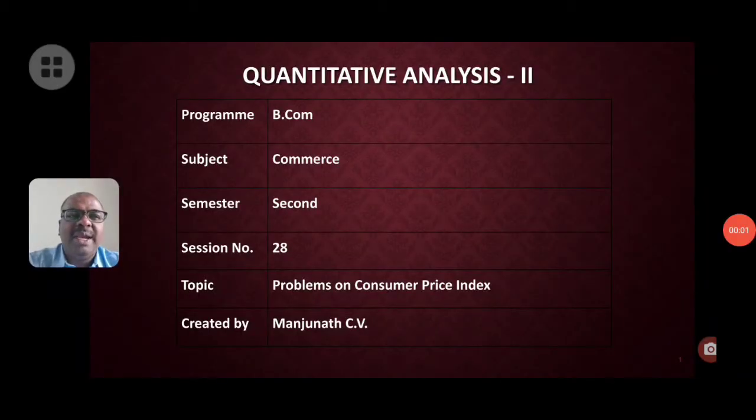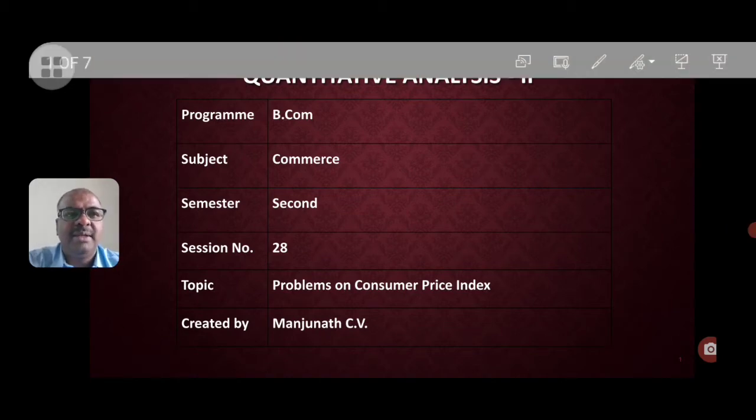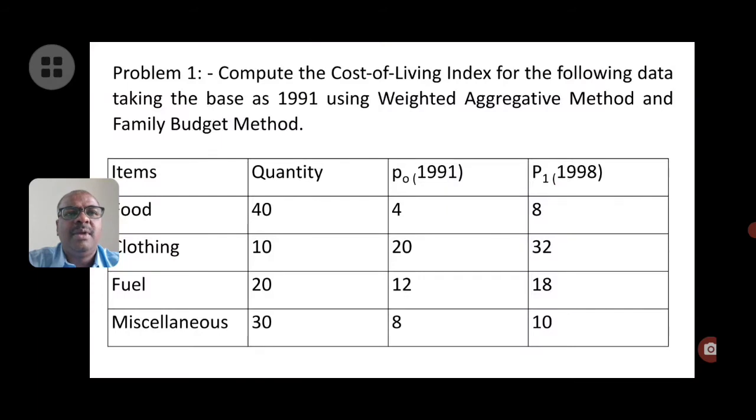This is session number 28, and in this session, let us try to look at how to solve problems on consumer price index. Problem 1, it says compute the cost of living index, also known as consumer price index, for the following data, taking the base year as 1991 using weighted aggregative method and family budget method.